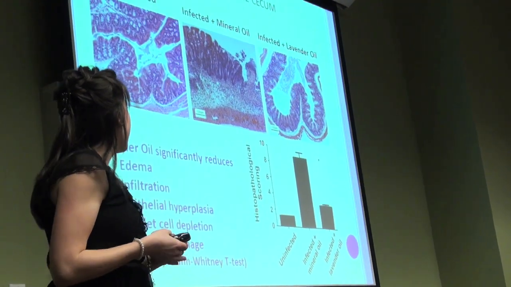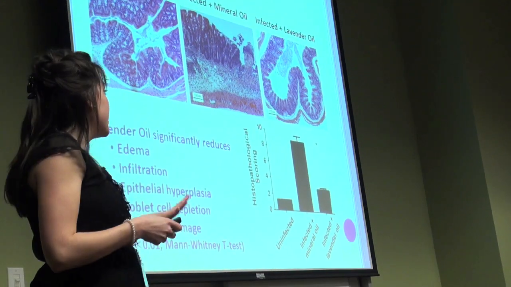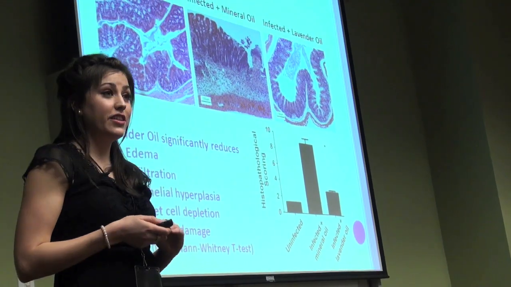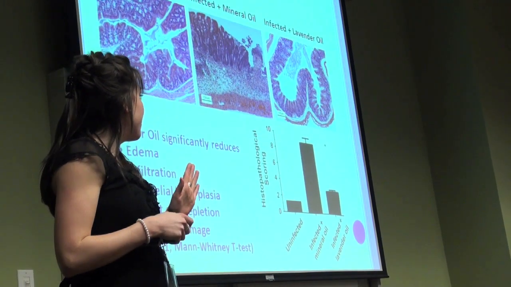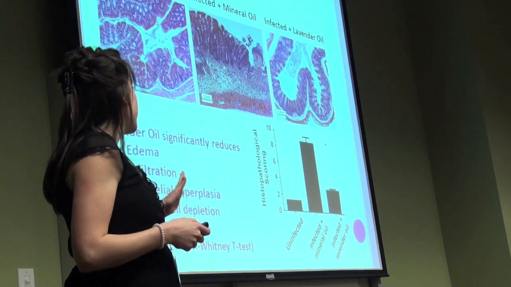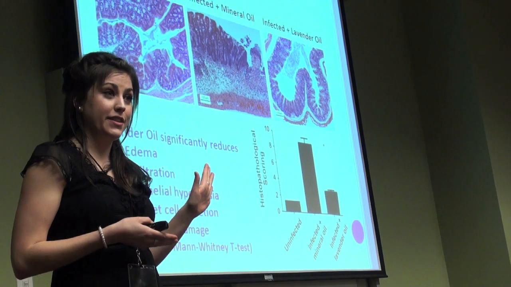So these are pictures of the cecums of the B6 mice. All these pictures are taken at the same magnification, so you can see the massive damage induced here. And you can see that the lavender-treated cecum actually bears much closer resemblance to our uninfected healthy cecum.